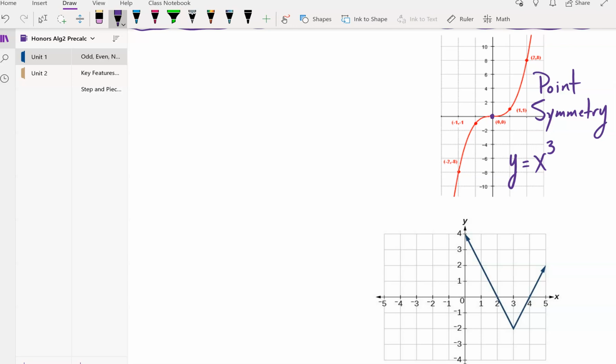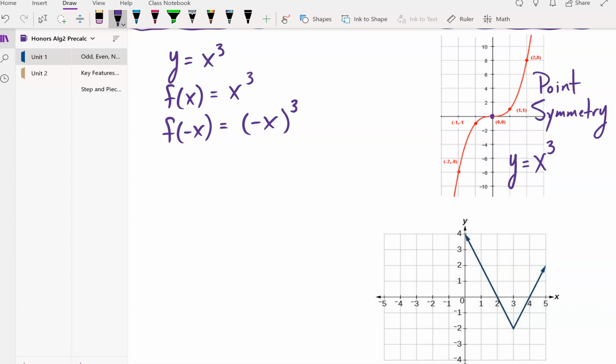Okay. So we're going to tackle this in the same way. We are going to take our function, which is f of x is equal to x cubed, and evaluate this function at a negative x, which means plugging in a negative x everywhere we see our x value. As we simplify, we get negative 1, because our negative 1 gets cubed, it still remains negative, negative x cubed. And what you see here is that this is not the same, okay?